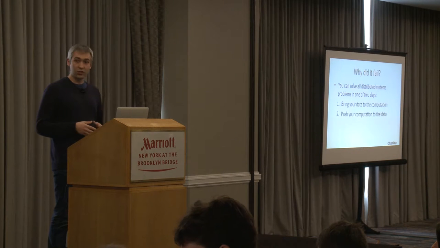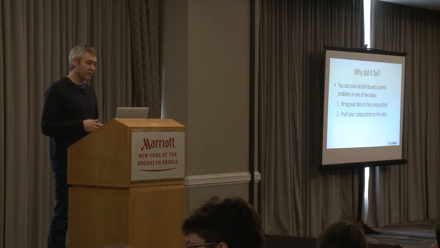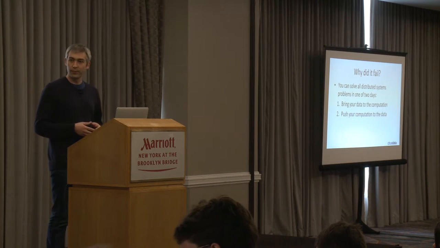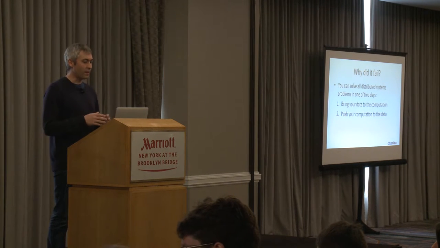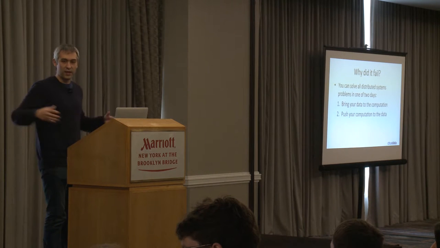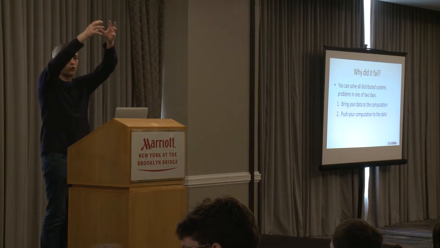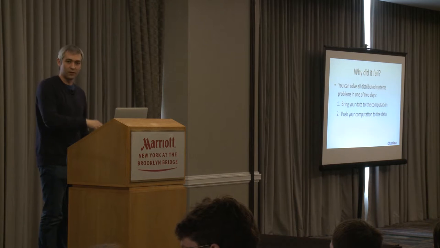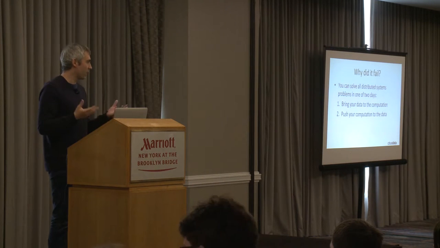And the primary question is, why did it fail? Not how did it fail, but why did it fail? When CSPIT didn't scale, one key learning was about a theoretical understanding of which computations are easy to scale. To take a step back, you can solve all distributed systems problems in one of two ways. You have your data on your machines, and you bring that data to your computation. That's method one. And you have your data in your machines, and you push your computation to that data. So fundamentally, those are the two ways.